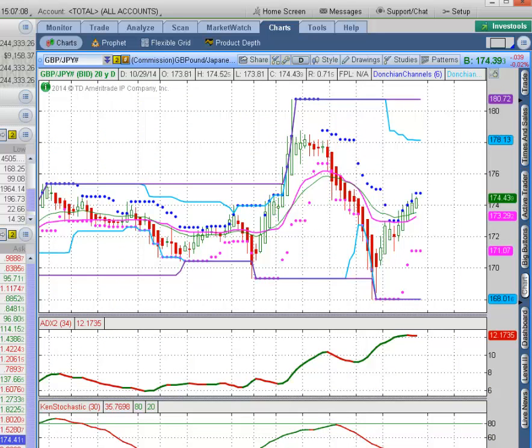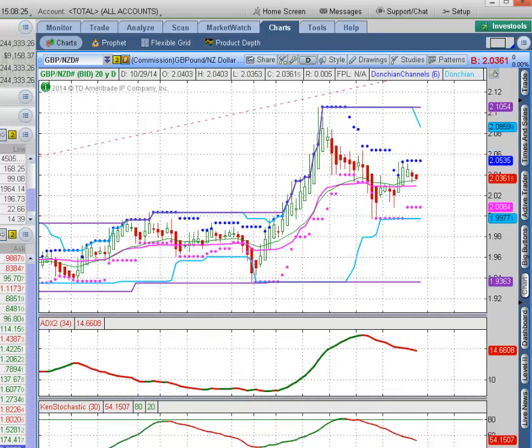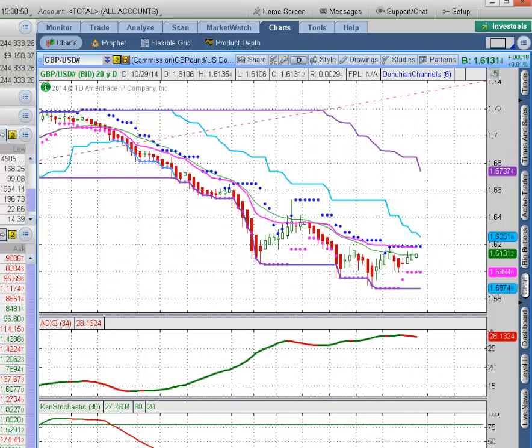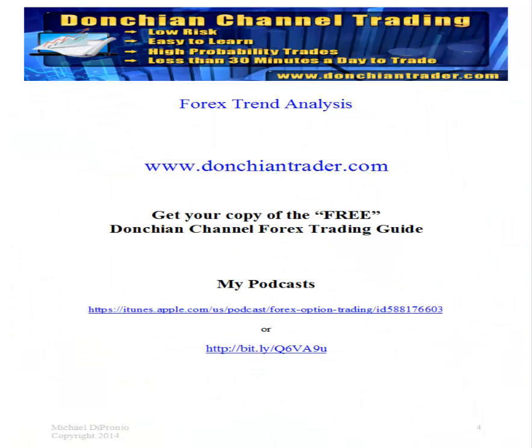Fifth is the pound yen. We went from a long-term sideways channel, a little bit bullish, a little bit bearish, but we're back inside that sideways channel. Next is the pound New Zealand dollar. As with the pound Aussie dollar, we see a strong movement because of the strength of the pound, but coming back into a sideways channel. And last is the pound US dollar. We see a strong movement because of the strength of the US dollar, but we've been pretty much going sideways since then. Thank you for watching my daily Forex Trend Review.